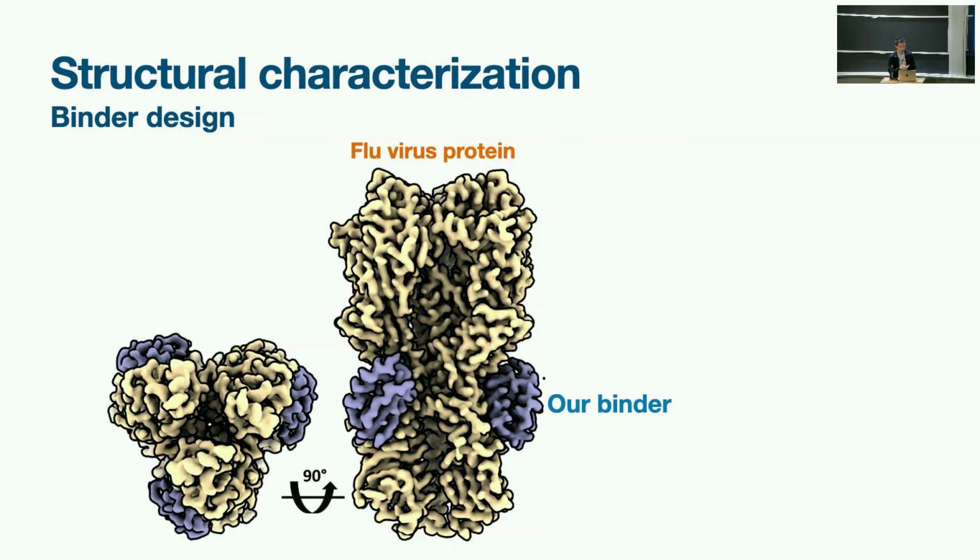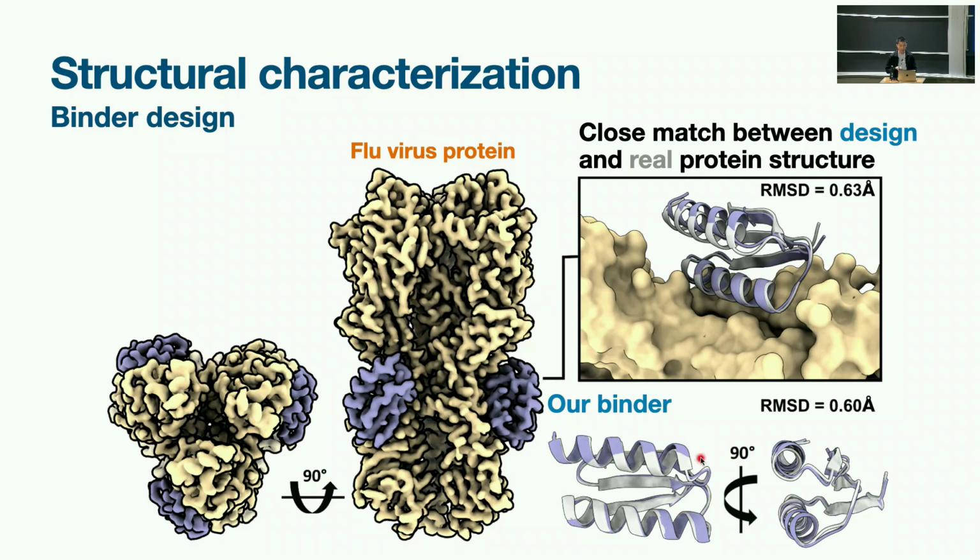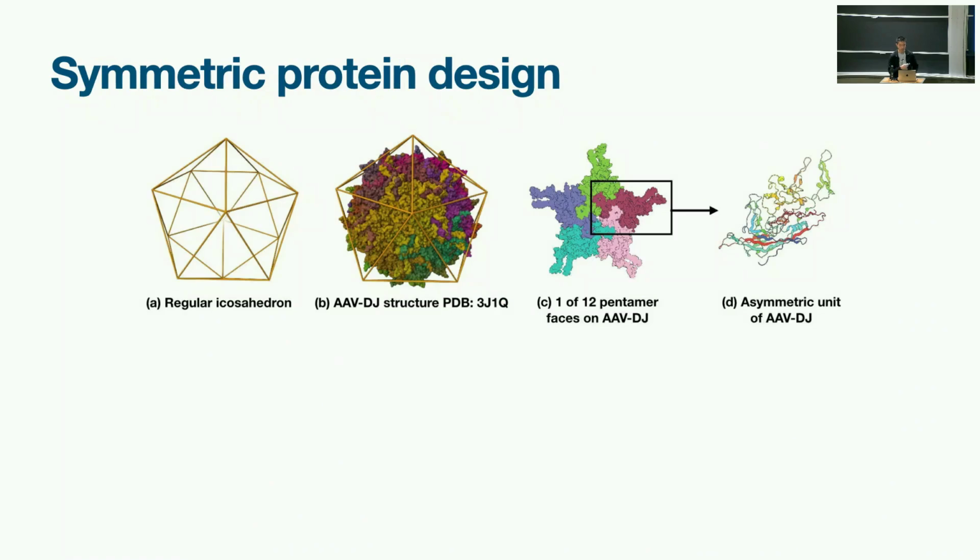And then this is an actual structure that was calculated in the wet lab, where this is a flu virus protein, and then we designed a binder that will bind to here. They actually looked at the actual structure, and the binder matches very closely with what came out of the AI algorithm. So this is further validation that the design and the real protein match very closely.